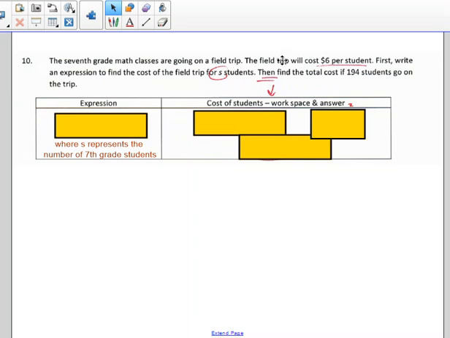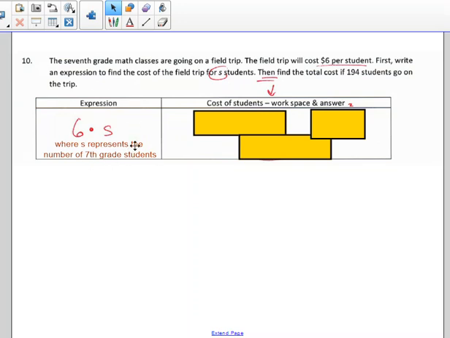So first things first, let's write the expression here. We know that the cost is $6 per child, and we know that we have a variable representing the students that are going. So the expression would look something like this: $6 times however many students that is. And I even defined my variable, where S represents the number of 7th grade students. So the expression that we're solving is this one.